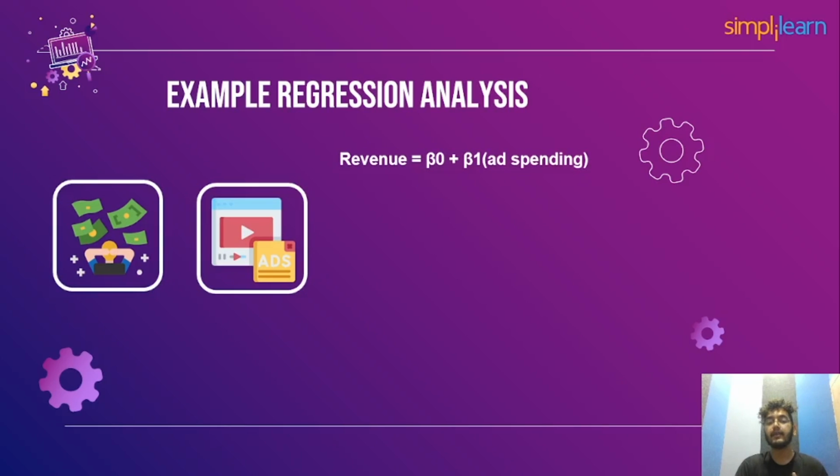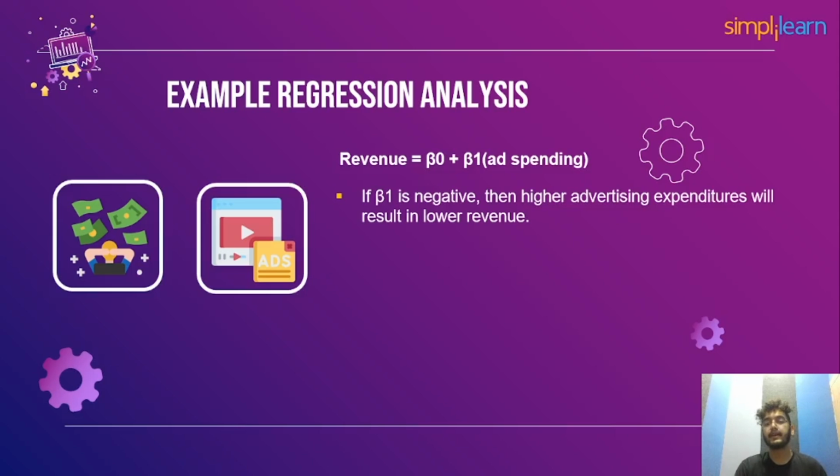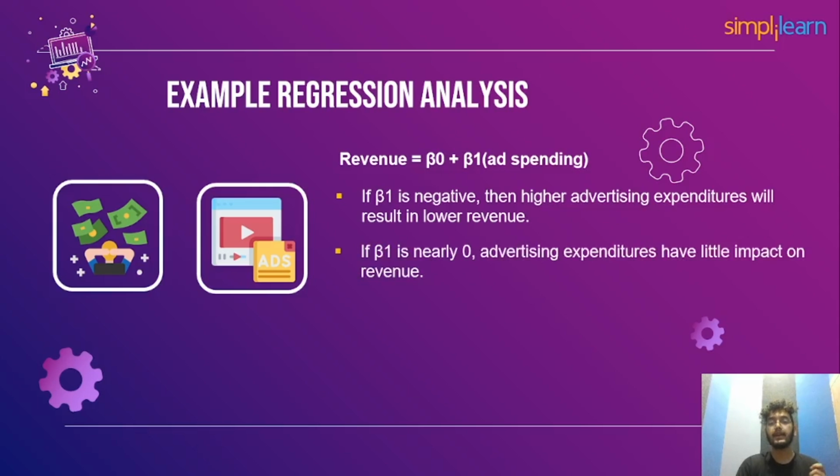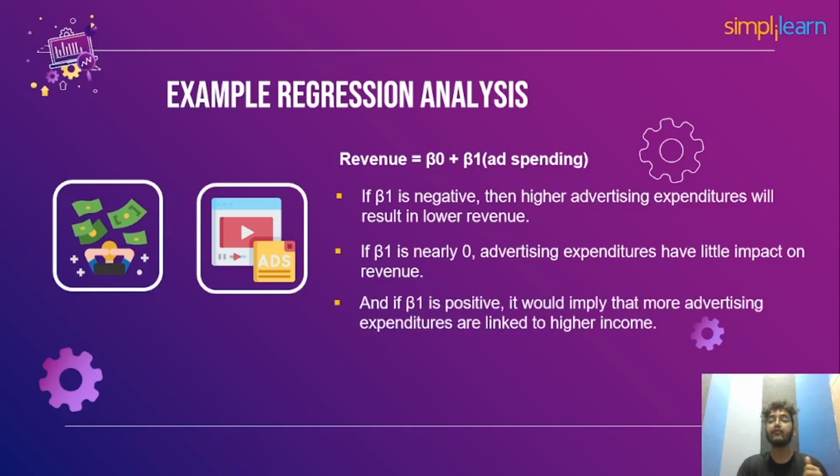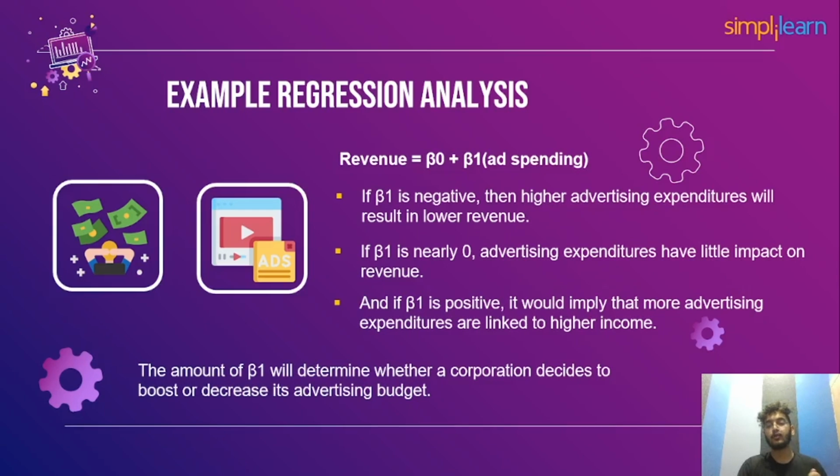Where there is no advertising, the coefficient beta 0 would indicate the whole expected revenue. When advertising expenditures are increased by 1 unit, beta 1 will represent the typical change in the total revenue, that is $1. If beta 1 is negative, then higher advertising expenditures will result in lower revenue. If beta 1 is nearly 0, advertising expenditures have little impact on revenue. And if beta 1 is positive, it would imply that more advertising expenditures are linked to higher income. The amount of beta 1 will determine whether a corporation decides to increase or decrease its advertising budget.